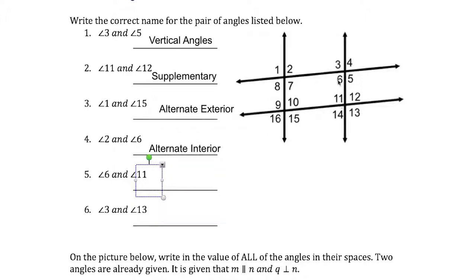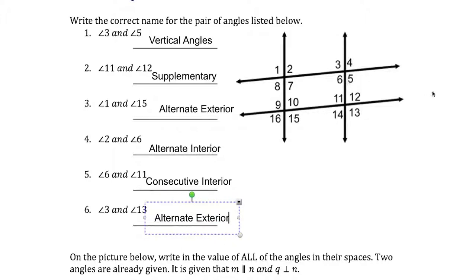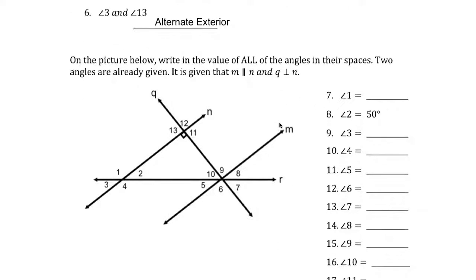6 and 11 are right next to each other on the inside, so they're going to be consecutive interior angles. And finally, 3 and 13, again, are on opposite sides, or alternate sides, and on the outside of parallel lines, so these are alternate exterior angles. Make sure you get more practice, so look at it and say, oh well, 10 and 2 are corresponding angles. 7 and 10 are consecutive interior. 10 and 16 are vertical angles. Just keep practicing with this.